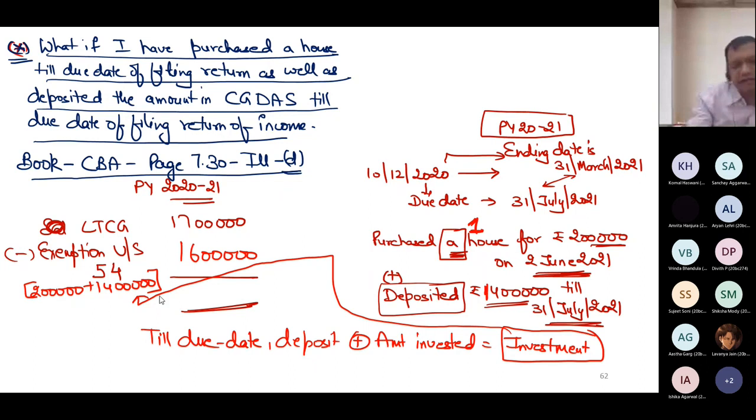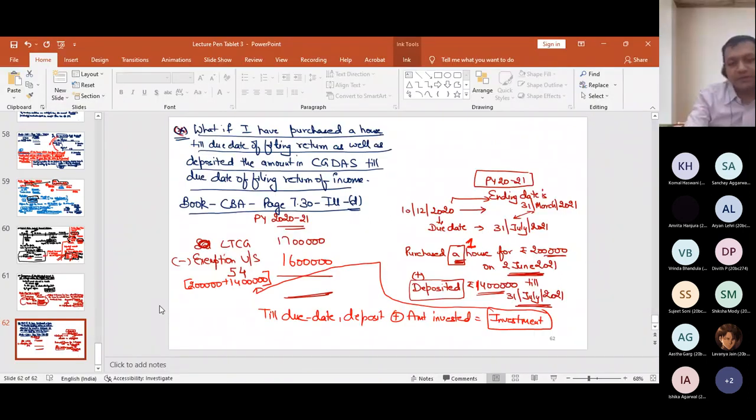This might be a slightly different point, but this is what the provisions of the Act say. Till the due date, whatever you have purchased or constructed plus the amount deposited, together these two are treated as one investment in one house. So you get the exemption.